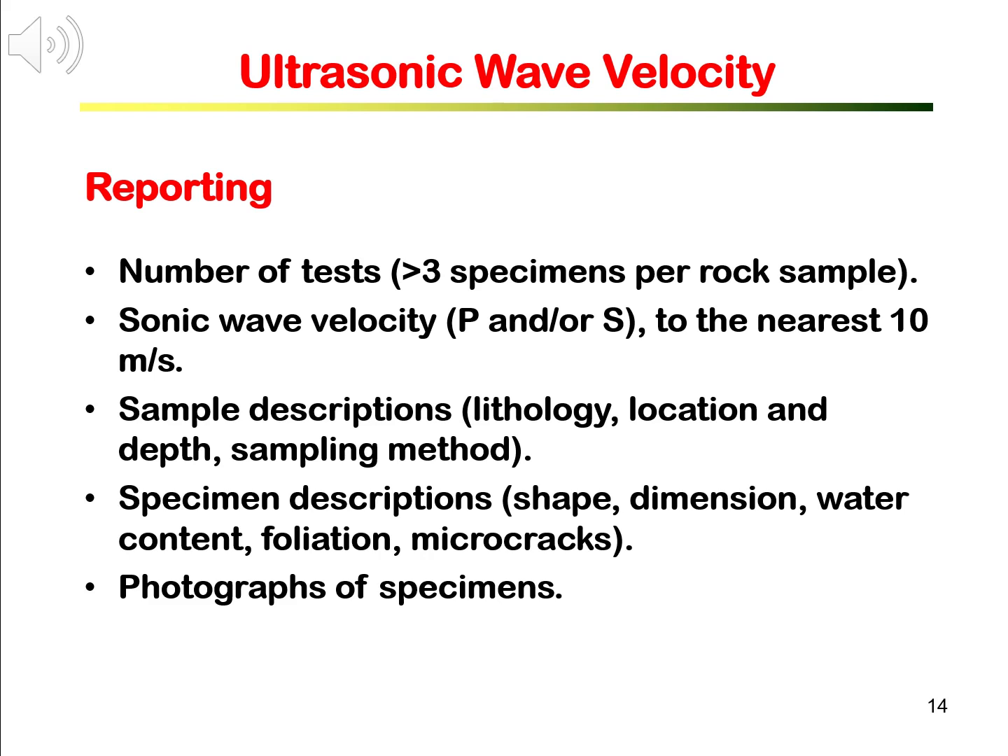It is required, as suggested in the ISRM suggested method, that at least 3 measurements on 3 specimens should be done for 1 rock sample. The test report should have tabulated specimen length, wave travel time, and the calculated wave velocity to the nearest 10 meters per second. Average wave velocity for the sample should also be presented.